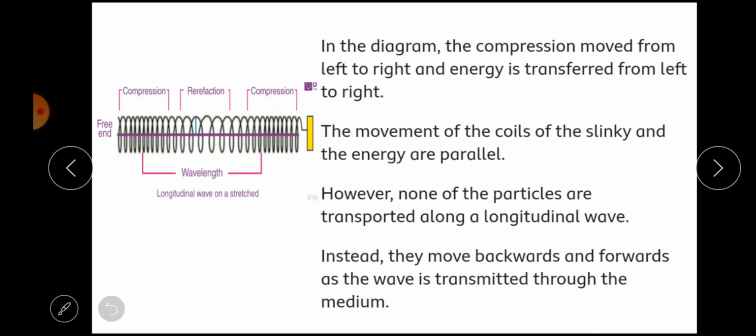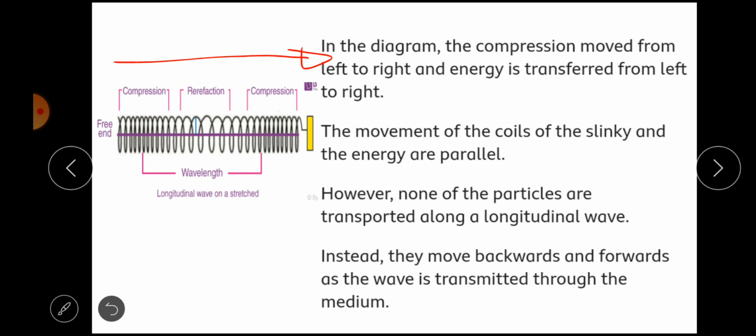So in this case, energy is moving in this direction, and the compressions are also moving in the same direction, from the left to the right. The movement of the coils of the slinky and the energy are parallel. However, none of the particles are transported along the longitudinal wave. As we have said, waves do not transport matter, but only transport energy. Instead, the particles move backward and forward as the wave is transmitted through the medium.